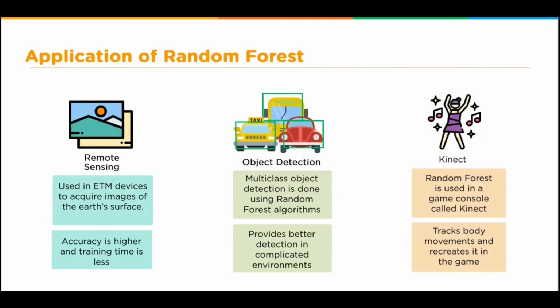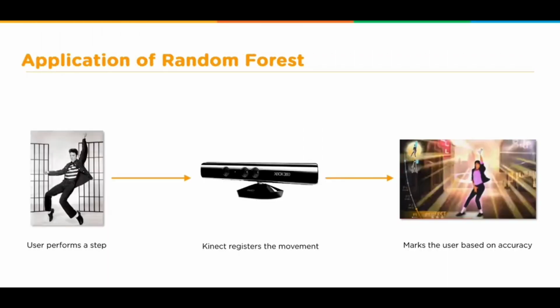Third application of random forest is Kinect. Random forest is used in a game console called Kinect. It tracks body movements and recreates them in the game. It is an example of Kinect. When a user performs a step, Kinect will register the movement and mark the user based on accuracy.